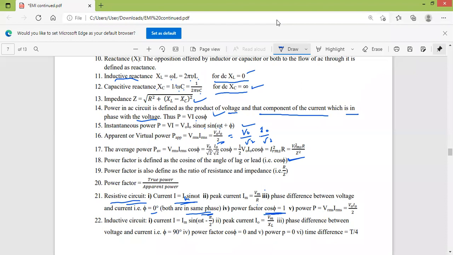Next, the inductive circuit, where voltage leads and current lags behind the voltage. Therefore, the phase is minus pi by 2. The peak value is given by Vm by XL in the place of R. The phase difference between voltage and current is pi by 2, that is 90 degrees or pi by 2. The power factor is 0 because cos 90 is equal to 0, and power dissipated is equal to 0. Time difference is T by 4.